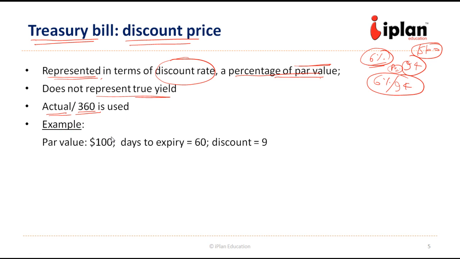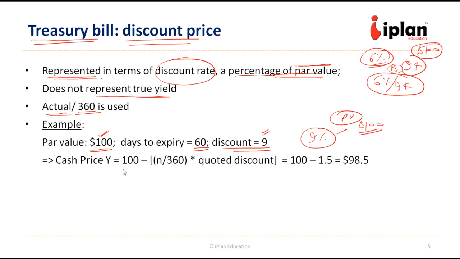Let us take an example. Suppose there is a par value is $100 for a treasury bill. Days to expire is 60 and it is represented as discount of 9. So we can understand it is 9% discount rate to $100, which is the par value, and that is defined for 360 days. So we need to find out what is the price when days to expiry is 60. So for that I have to use a formula which will be given by this 100 minus n by 360. N is days to expire into quoted discount. So that will give me like this, n by 360. So 60 by 360, and discount is given as 9%. 9 is for 360 days. So for 60 days it is going to be 1 by 6 of that.